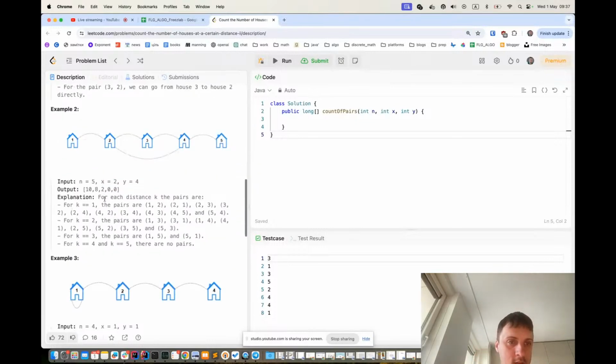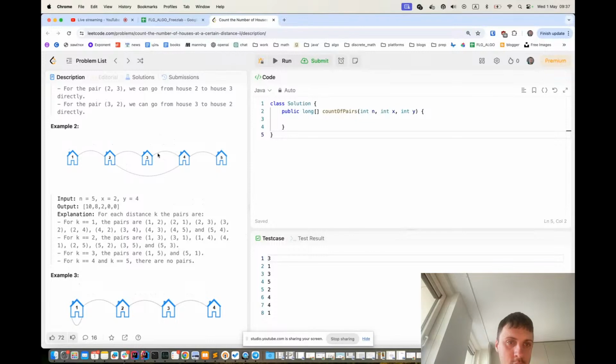Okay, here we have all these connections. Where we have k equal to 2, we can connect 1 to 3, 2 to 4, and vice versa. 3 to 5 and vice versa. So it's already 6. It's one connection. From 4 to 1 and vice versa. And from 2 to 5 and vice versa.